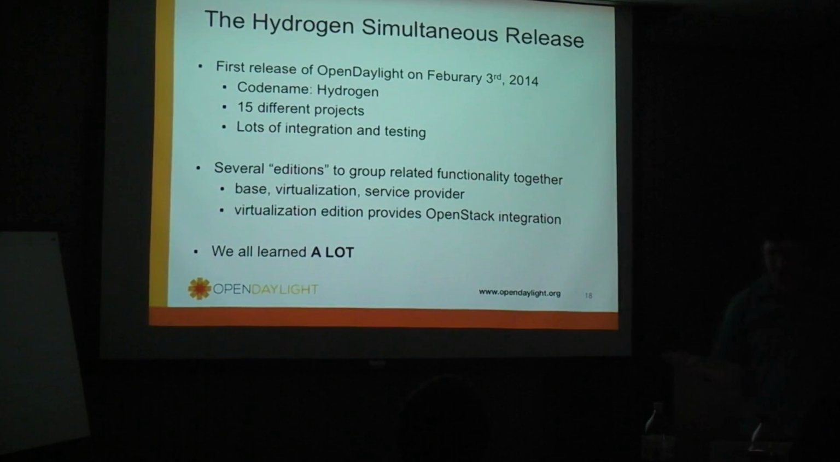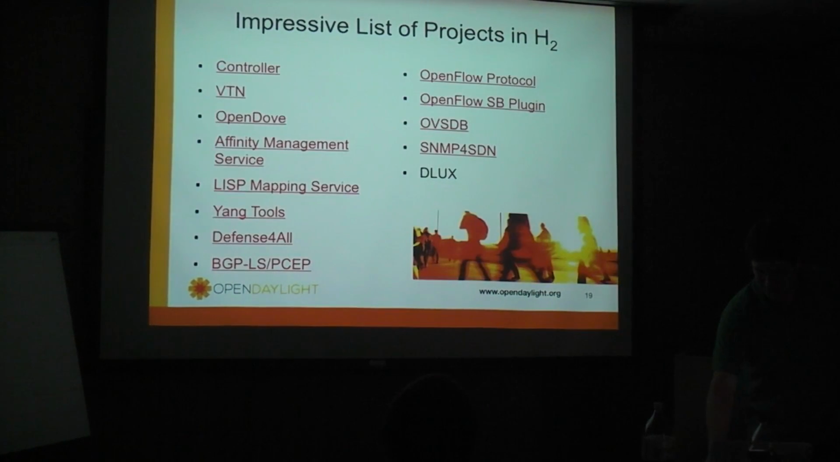The Hydrogen simultaneous release happened in February. We're coming up on our second release, which is Helium, which is going to be in September, which is very, very soon. We shipped 15 projects, about 1 million lines of code, and we used additions. We all learned a lot of things. This basically says we shipped something. Here's what it had in it.